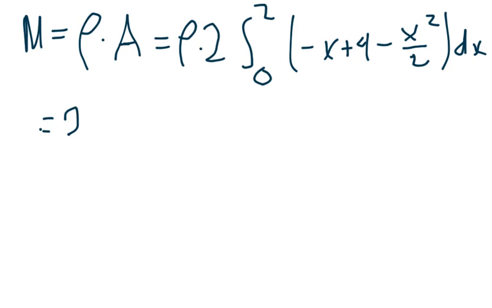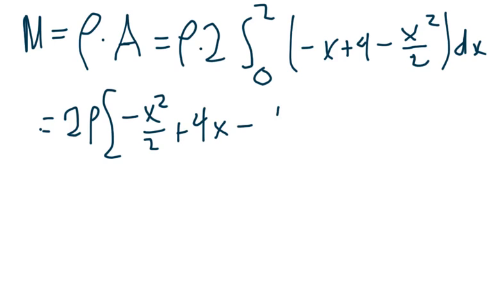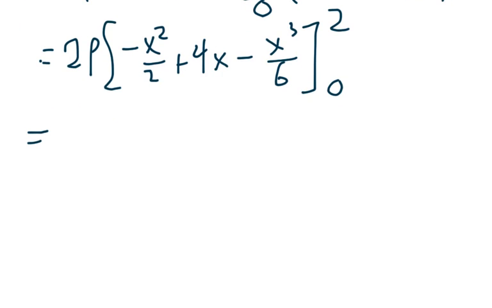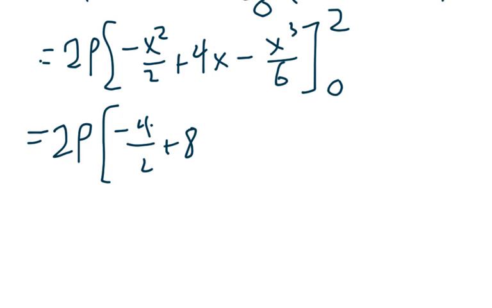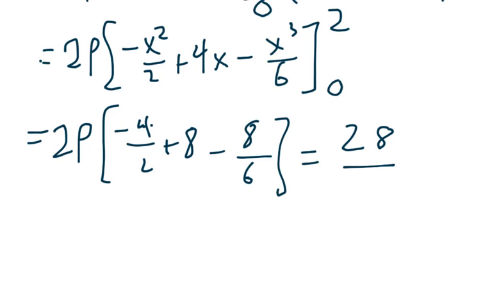So I have 2 rho times minus x squared over 2 plus 4x minus x cubed over 6, from 0 to 2. And this gives me 2 rho times minus 4 over 2 plus 8 minus 8 over 6. And if you work this out, you end up getting 28 over 3 rho. So this is our mass.